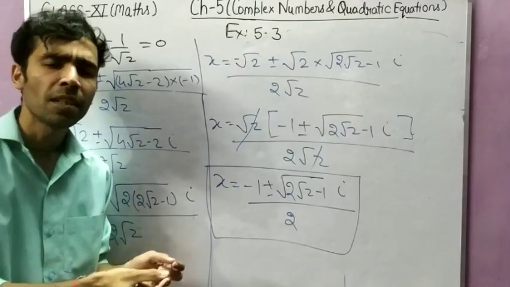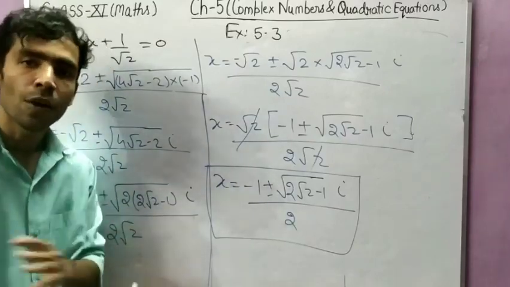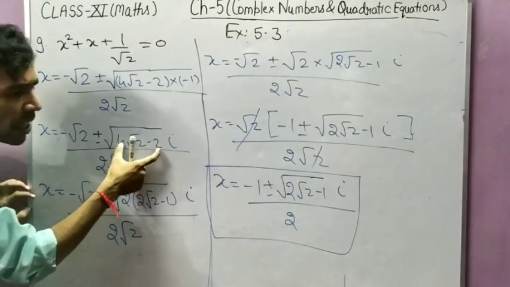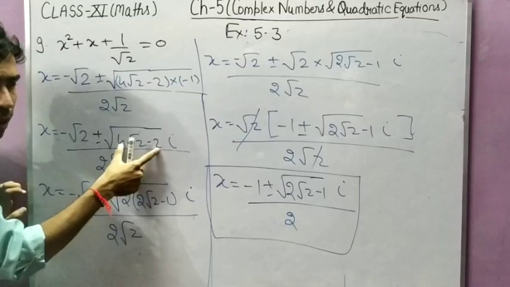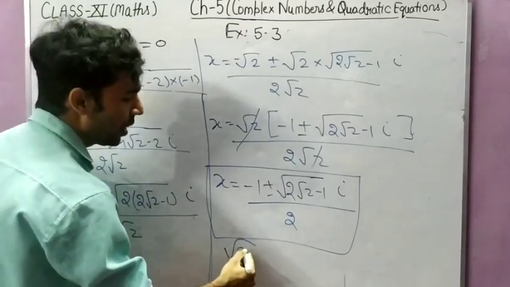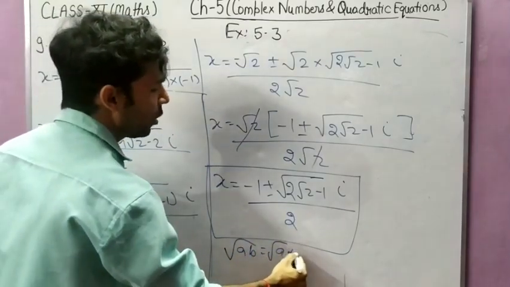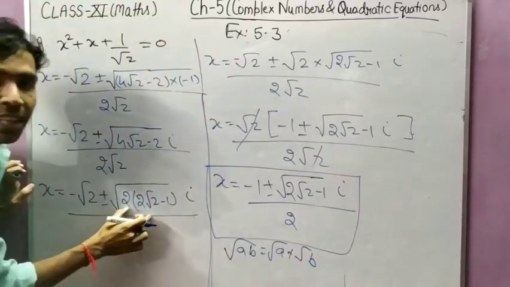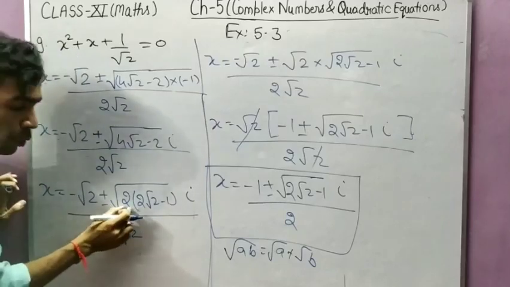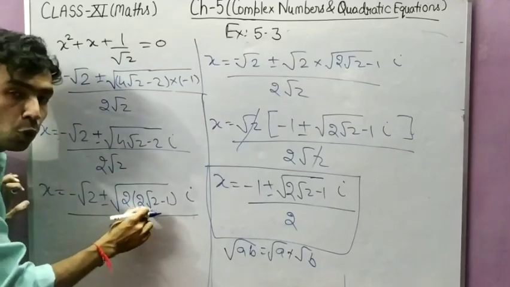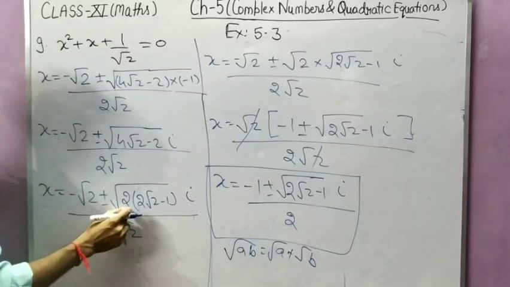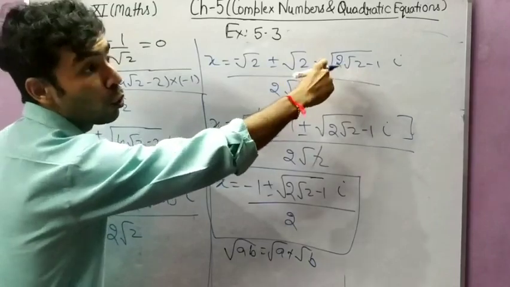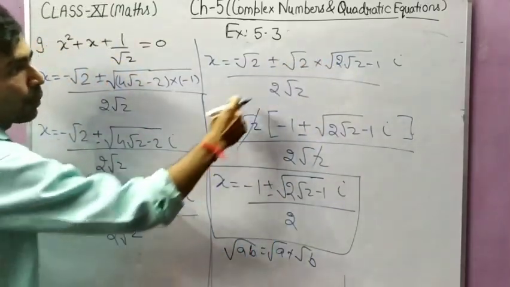Very simple, just a little more calculation, otherwise all things are the same. You can take 2 common between these two, and you know the formula of under root AB, which is under root A into under root B. I have applied this formula here. First I took 2 common, and 2 is one number and root 2 minus 1 is another number, so I wrote them separately. It came under root 2 into under root 2 minus 1, and outside i upon 2 root 2.